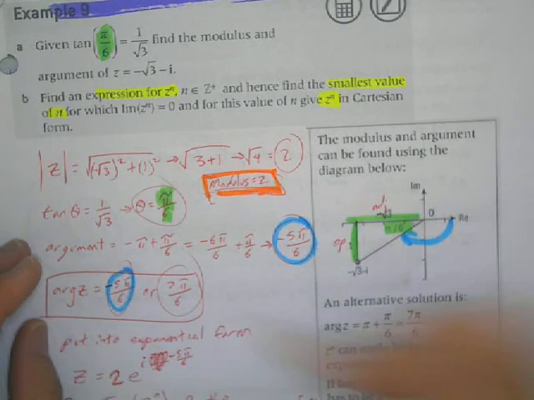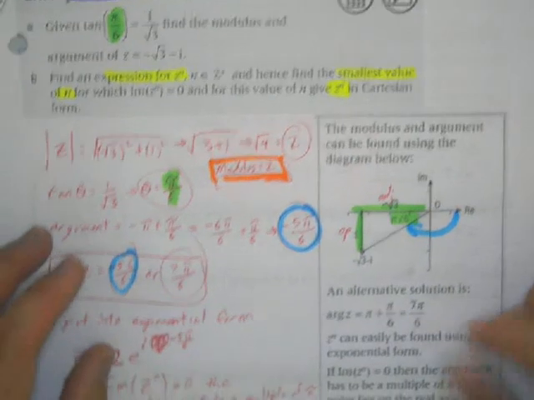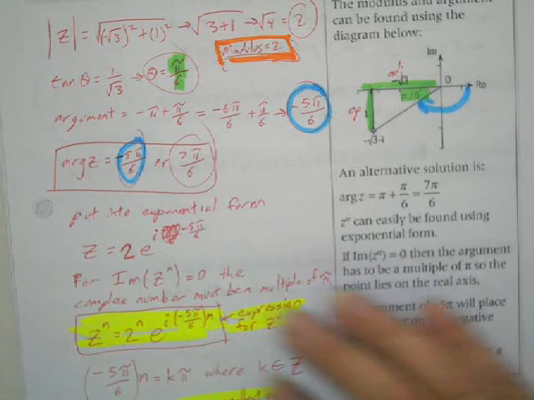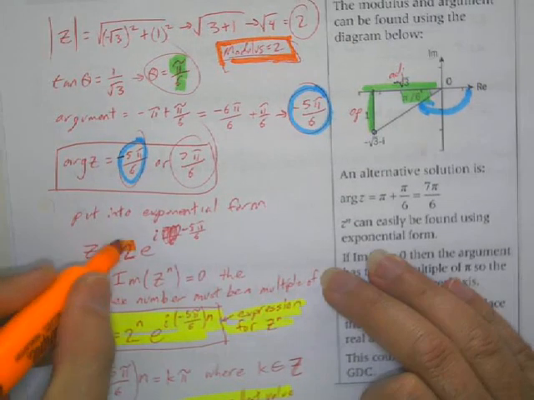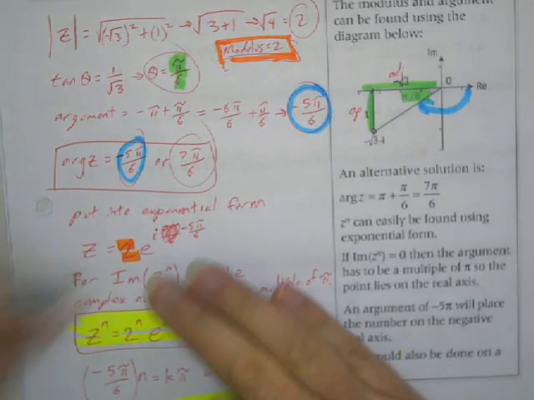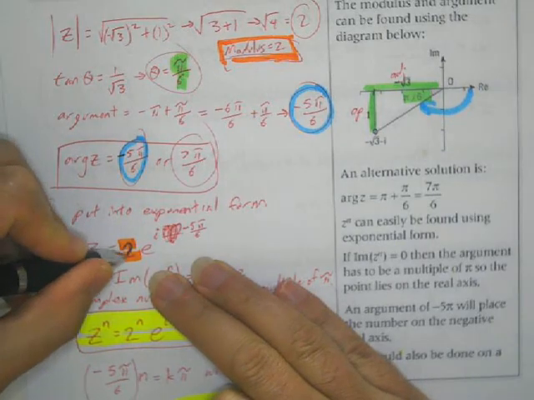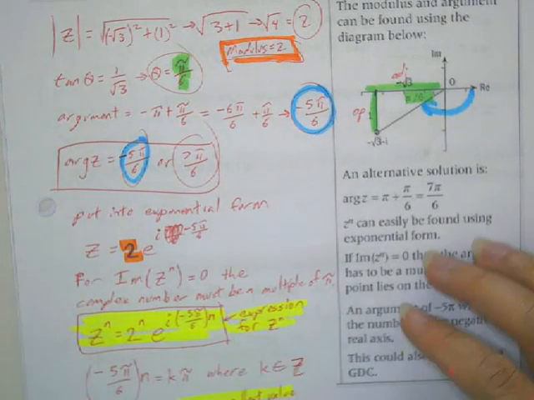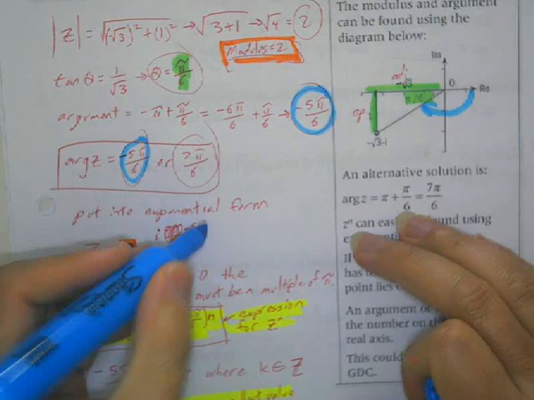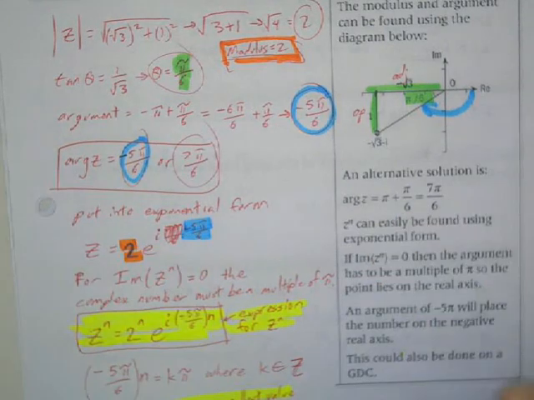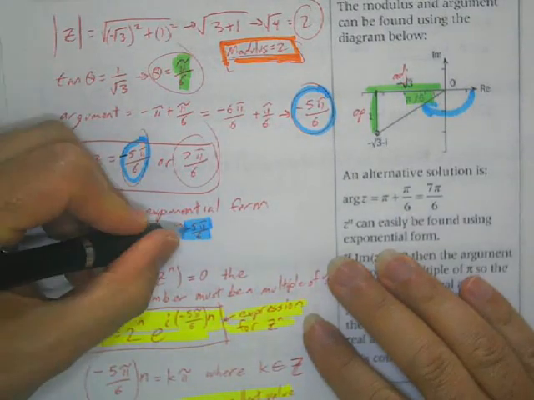The textbook likes to have our answers between pi and negative pi, so I would most likely use it this way. Now if I want to write this in exponential form, we know the modulus is 2, and we know our argument angle is negative 5 pi over 6.